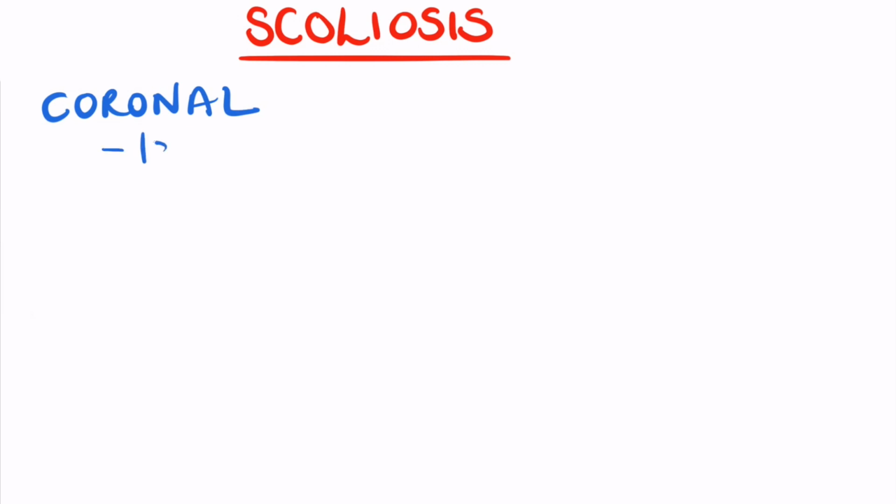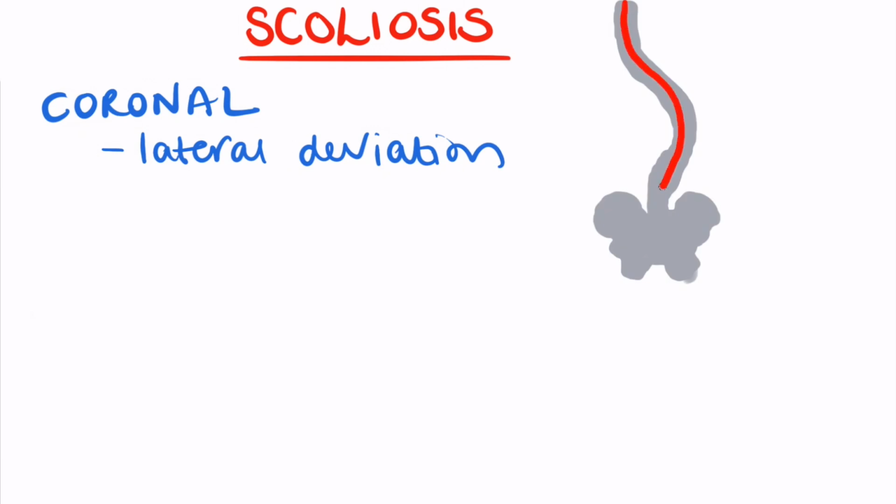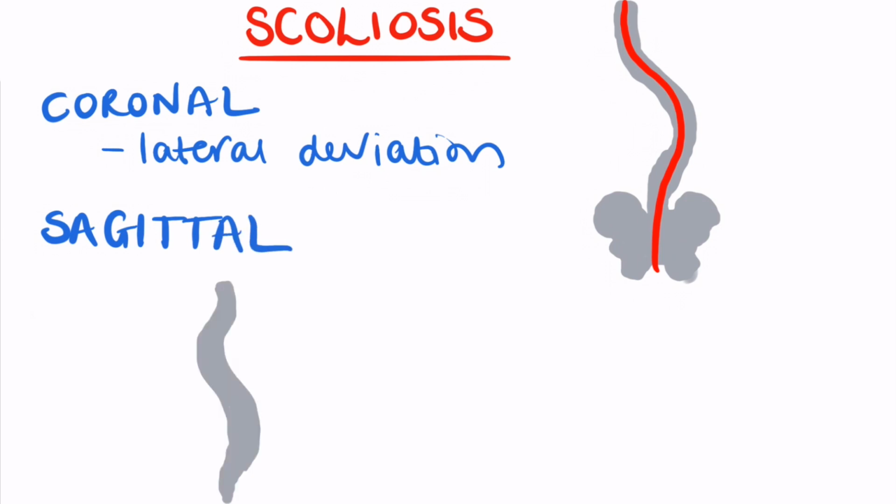In the coronal plane, it is defined as the lateral deviation of the normal vertical line of the spine greater than 10 degrees, whereas sagittal plane imbalance is defined as a sagittal imbalance of greater than 5 centimeters radiographically. And you can see that here demonstrated in the illustrations.